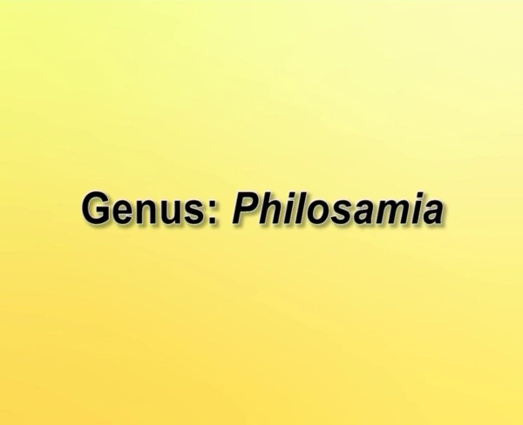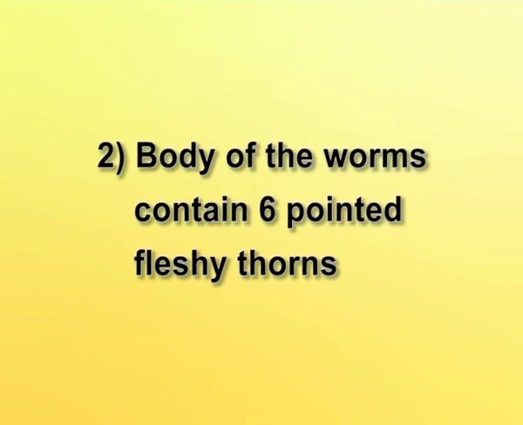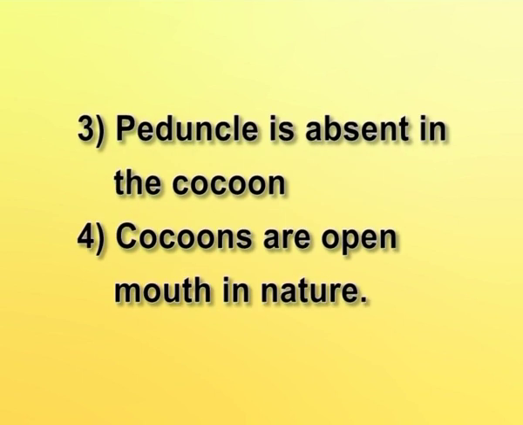Genus Philosamia. Moth is somewhat brownish green in color and possesses narrow crescents on the wings instead of the usual central eye spot. Body of the worms contains 6 pointed fleshy thorns. Peduncle is always absent in the cocoon. Cocoons are open mouthed in nature.